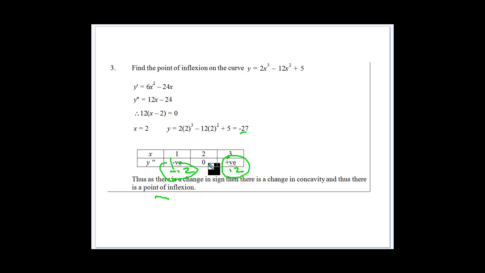So that's an important point, because we just can't say the second derivative is equal to 0, so it must be a point of inflection. Not always. As we said in the last video, sometimes that doesn't occur. So you've got to be wary of that. That's why we do a quick test, put it in the table, test that it works, and if there's a change in sign, then there must be a change in concavity. So that's when we get a point of inflection.